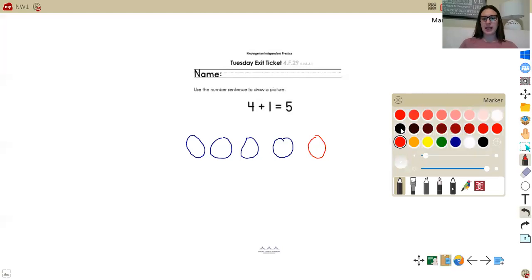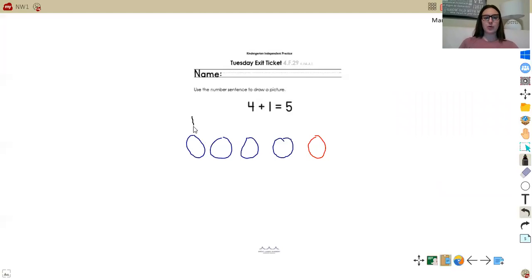I will use black. So 1, 2, 3, 4 plus 1 more makes 5.